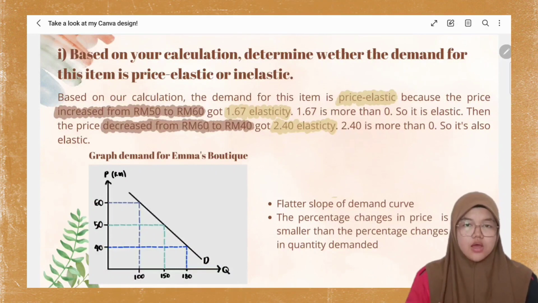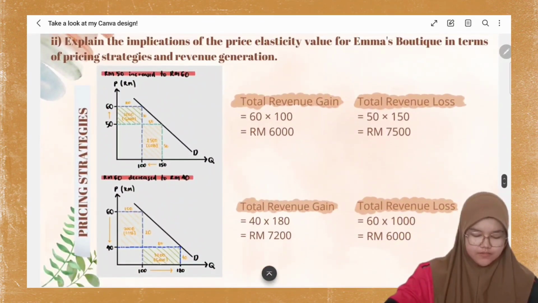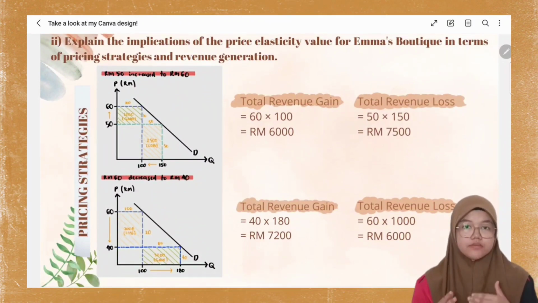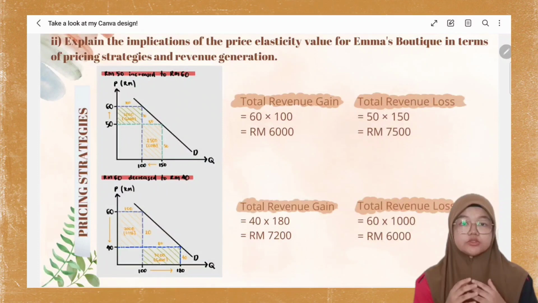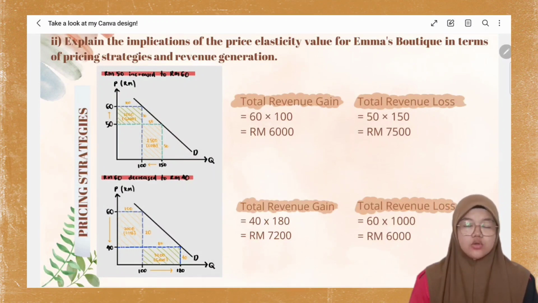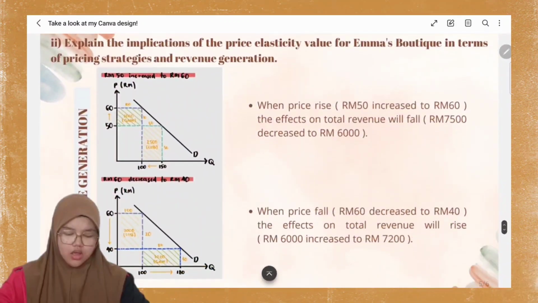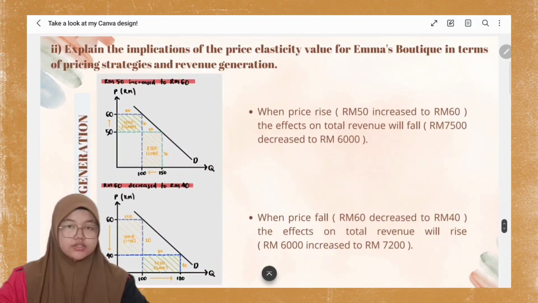Now, how about the pricing strategies? When the price increases from RM50 to RM60, the total revenue gain becomes smaller than the total revenue loss. Meanwhile, when the price decreases from RM60 to RM40, the total revenue gain becomes bigger than the total revenue loss.